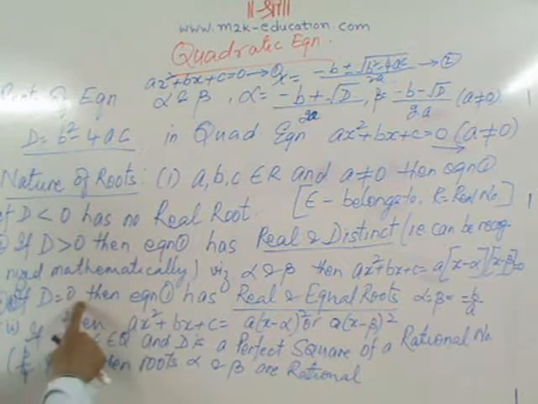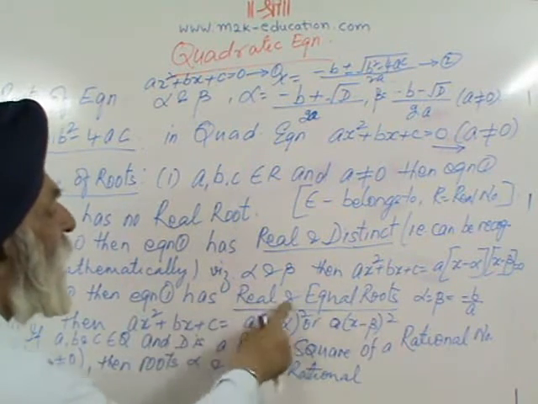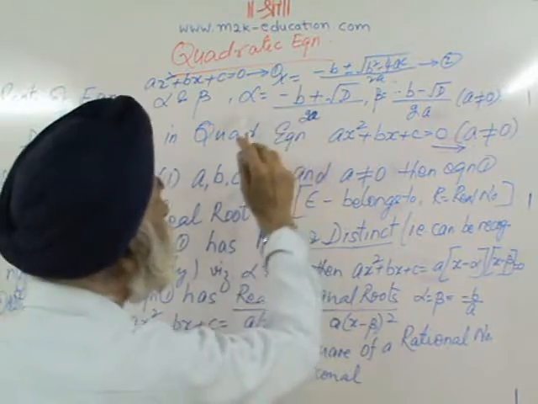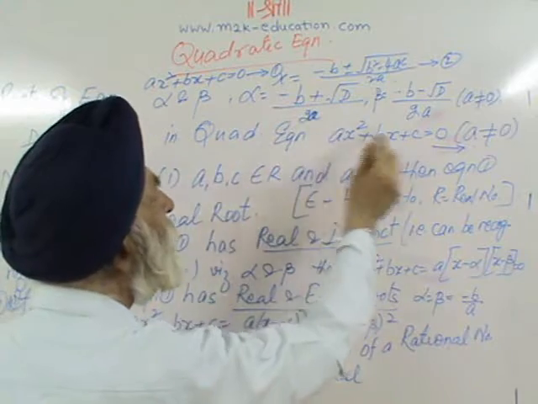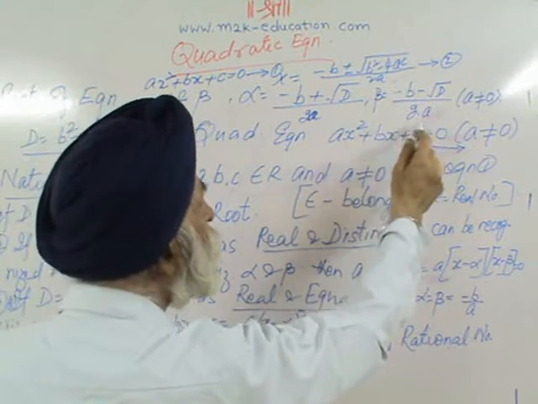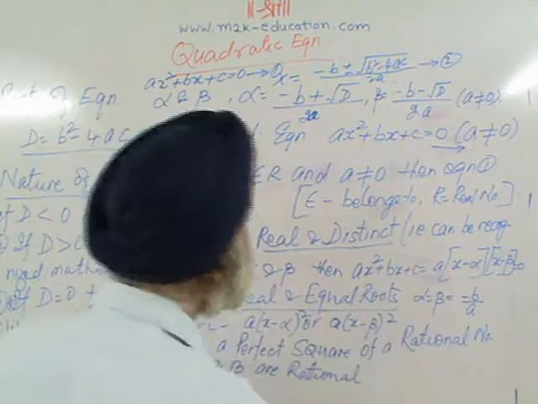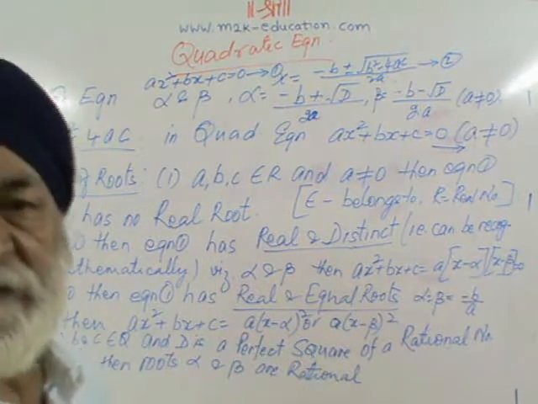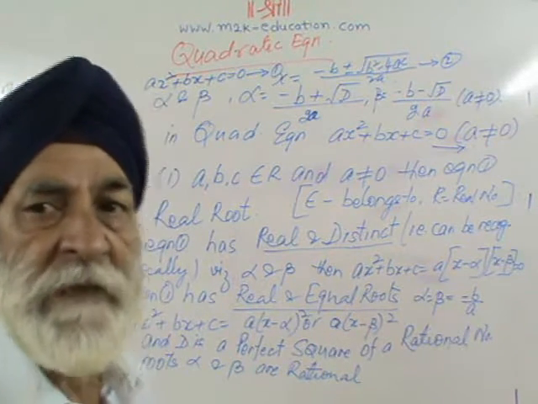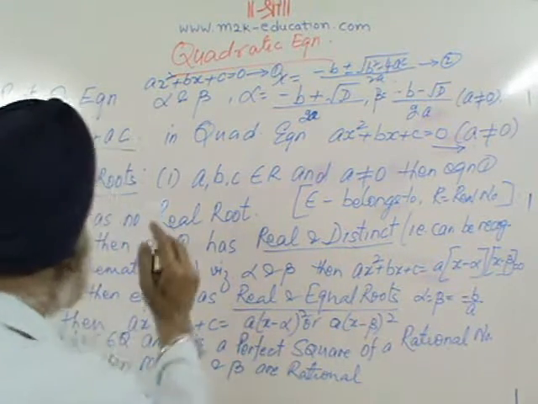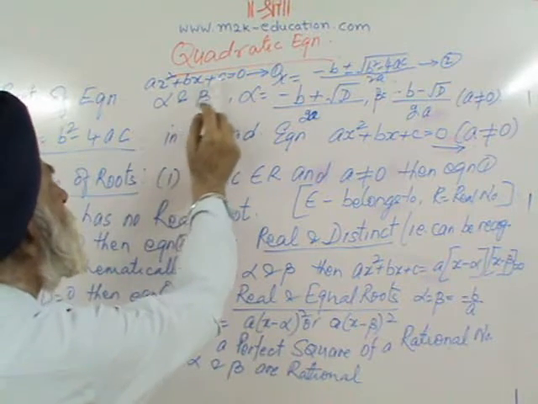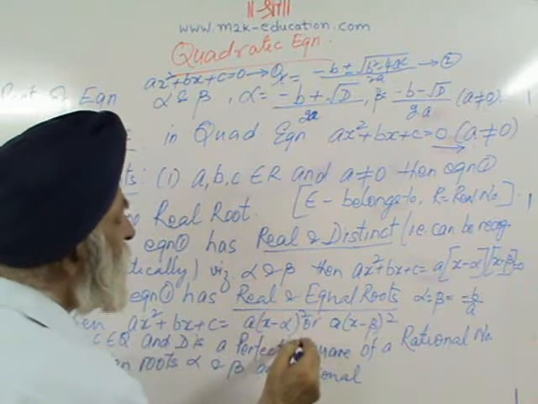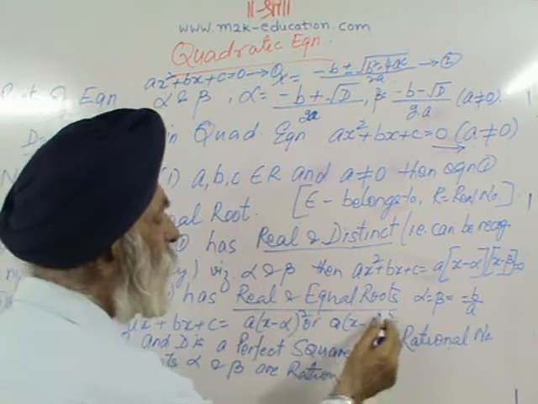If d is equal to 0, then equation 1 has real and equal roots, because when d is equal to 0, our alpha and beta will become minus b upon 2a and minus b upon 2a, meaning they are equal. At the same time, their values are real, because a, b and c are real and a is not equal to 0. So this same equation 1, that is ax square plus bx plus c, can be written as a times x minus alpha or x minus beta whole square.